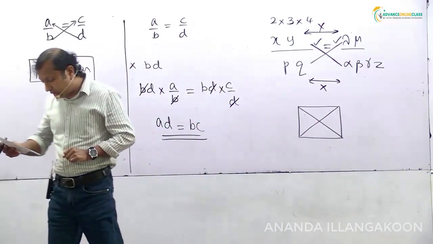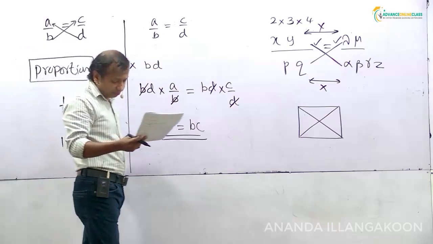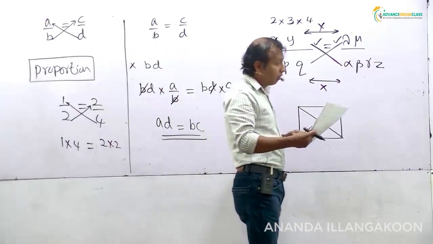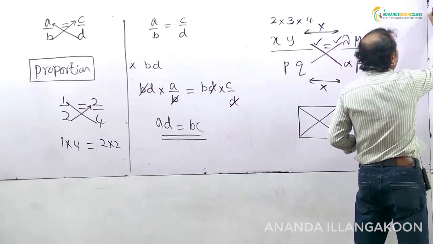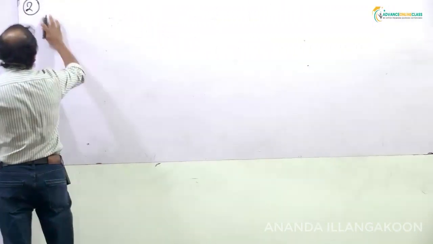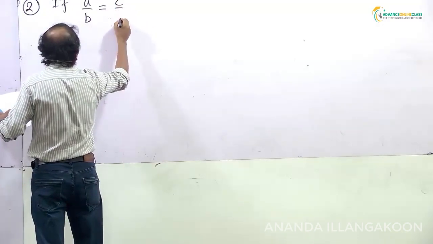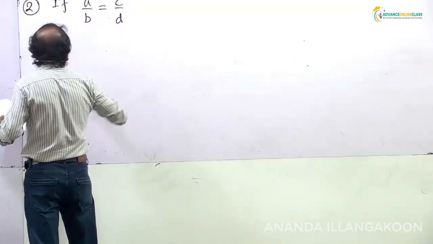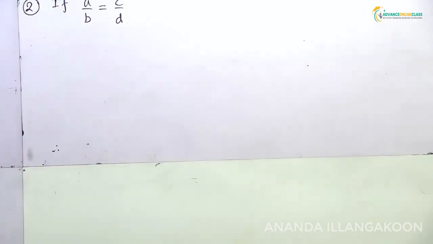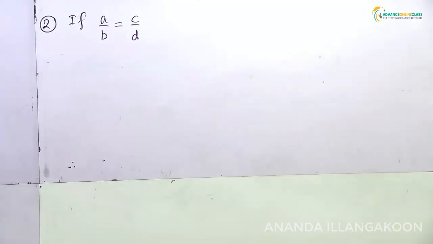Right. Today we come to the proof of the second one. Take your tutorial under proportions, page number 2. Number 2, you are given something to prove like this. If A upon B equals C upon D, then you are asked to prove, first one, A over C equals B over D.